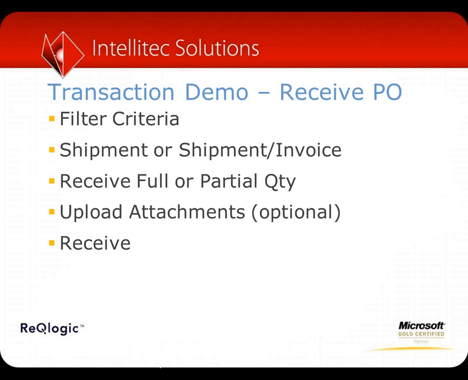Next is to receive our PO. Once we've received our product, we can filter the criteria to find the requisition. If our vendor has sent an invoice along with the shipment, we can choose to make it a shipment invoice so that in Dynamics we can see not only the receipt, but we can create the invoice. Or if the product has only come with the shipment itself and no invoice, you can choose to do just the shipment in RecLogic. We can receive the full shipment or partial quantities. We can upload attachments, and finally we can receive it.